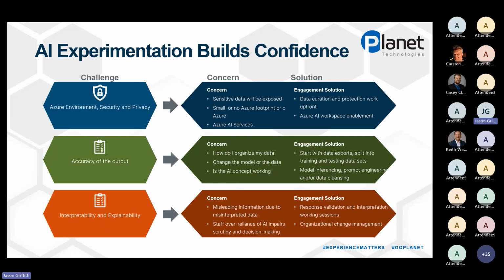Making sure we define the accuracy of the output. How do I organize it? Can I change the model or the data? Is it working? And again, we help drive in support of that. And then interpretability and explainability. I may have concerns that the data is misinterpreted. How do I validate the results and making sure we're not impairing our scrutiny and decision making on that data? So those are the things that we can help in terms of giving you those building blocks and that methodology, so you can continue into your journey.